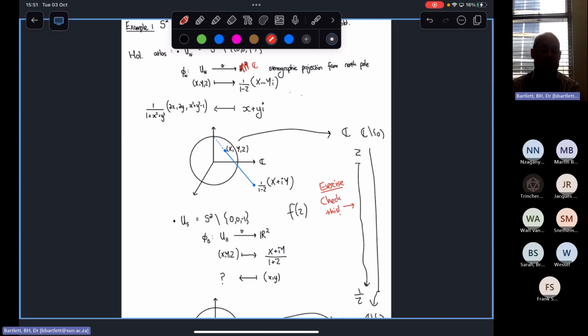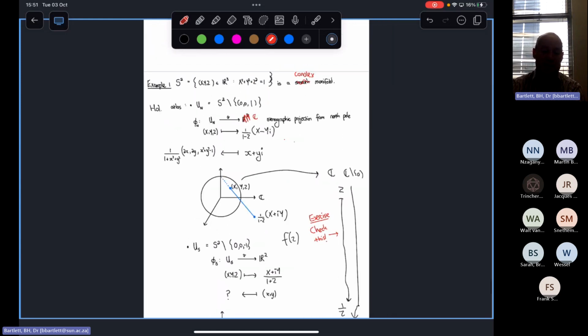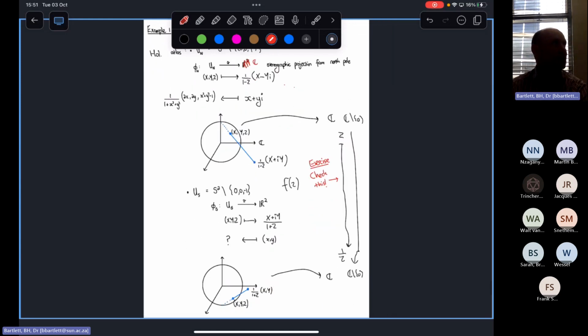So that's our first example of a complex manifold. And if you understand S^2, then you'll understand everything. I think we should stop here.